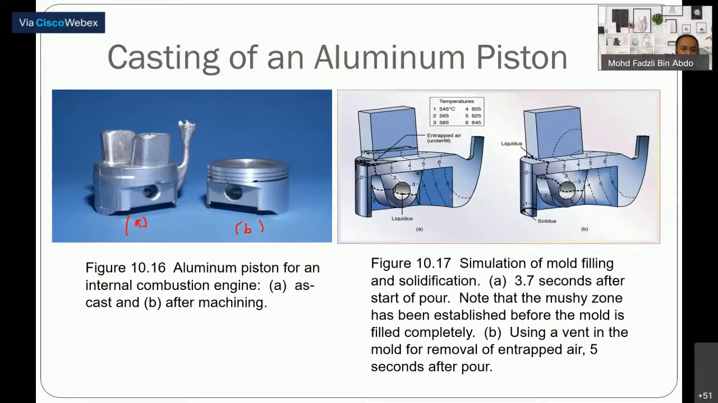Okay. Yang ni adalah dia punya ni lah. Kalau nombor 6 ni maksudnya ini adalah temperature dekat sini paling tinggi. Bandingkan dengan temperature di sini. Okay. Sama juga dengan ni lah. Okay. This is ada entrapped air lah dekat sini.